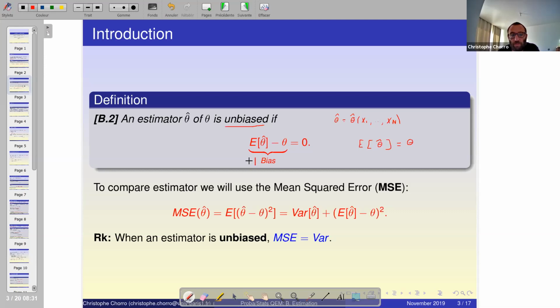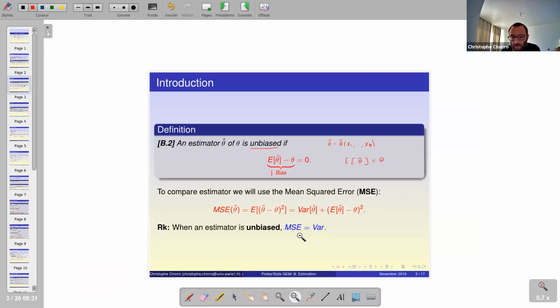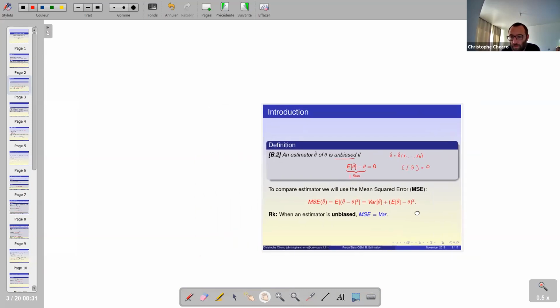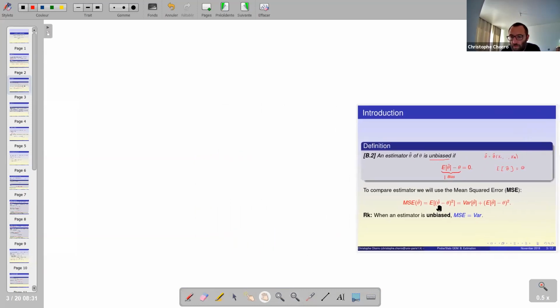In order to compare them, we have introduced the mean square error. So the mean square error is defined this way. Keep in mind that I have introduced a distance in L2 that associates to two random variables something with values in R plus.